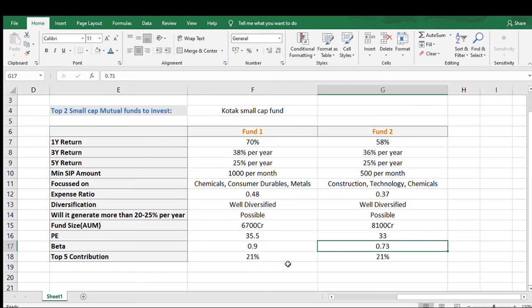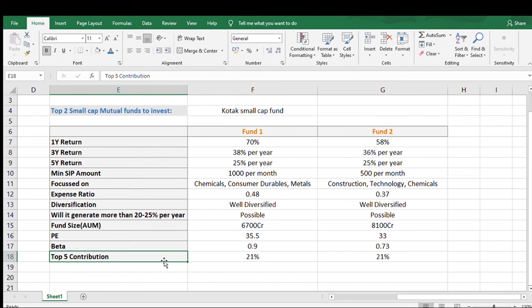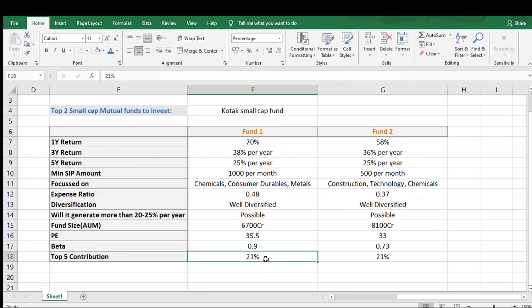In the top five contribution, this is related to how much the portfolio is diversified. So the top five investments contribute just 21% of the portfolio. So the rest of the stocks contribute 80% of the portfolio. 21% indicates that this portfolio is very well diversified.